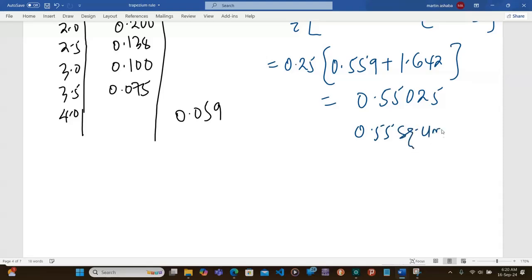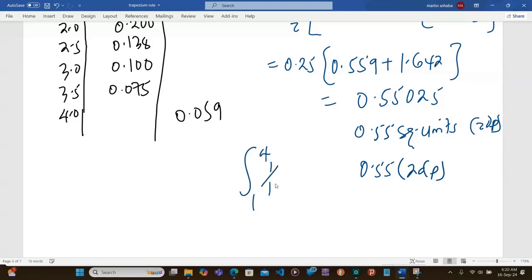square units if I'm talking about area. But if it is just the integral, it will be 0.55. This is 2 decimal places, which indicates the degree of accuracy. So this is the integral of 1 to 4 of 1 out of 1 plus x squared with respect to x.